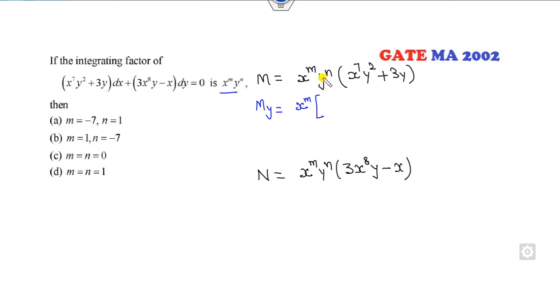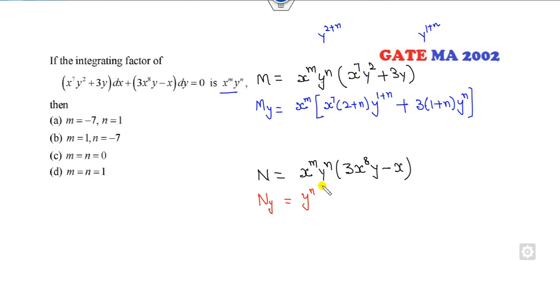I can take x raised to power 7 common, y raised to power 2 plus n. What is the derivative of this? 2 plus n, y of 1 plus n, plus 3 times, it will be y of 1 plus n. So 3 times of this case. Fine. Now for this one, N with respect to y, so I can take y raised to power n outside.